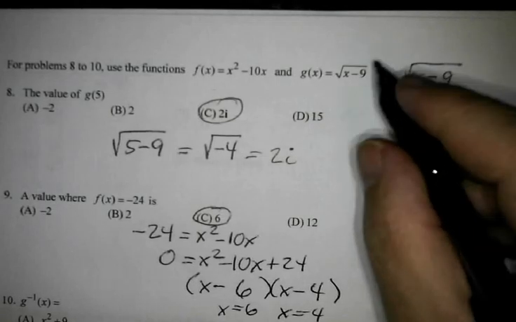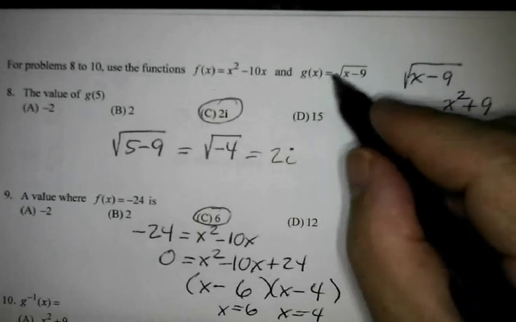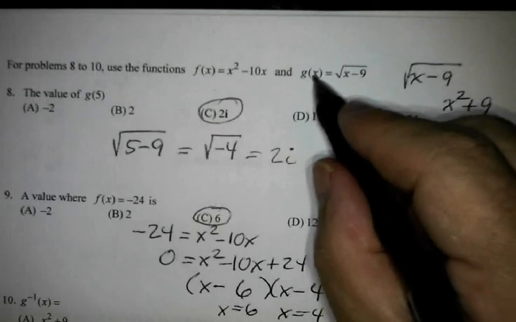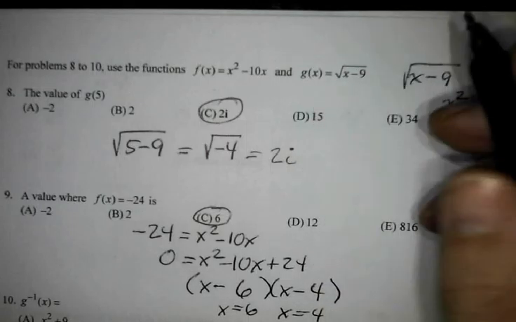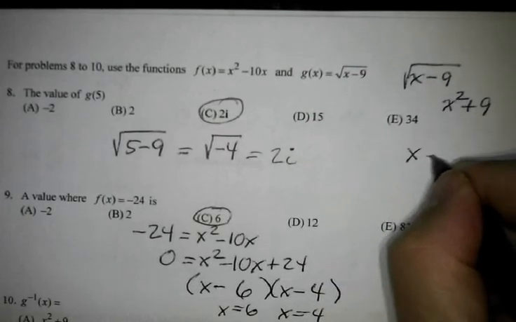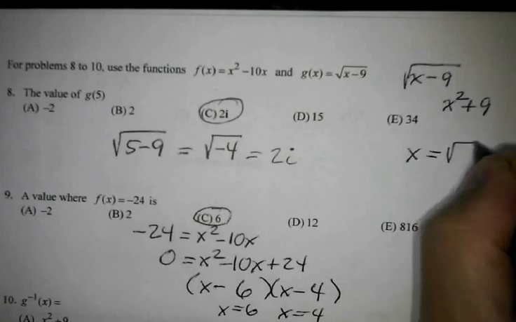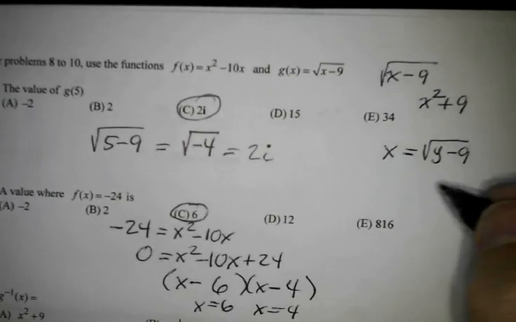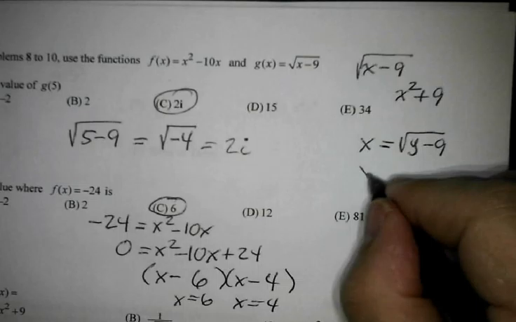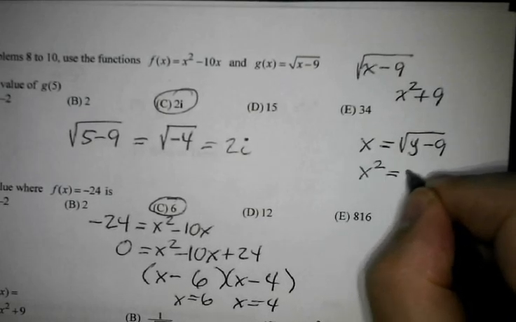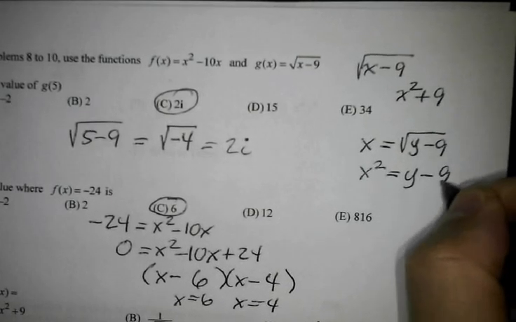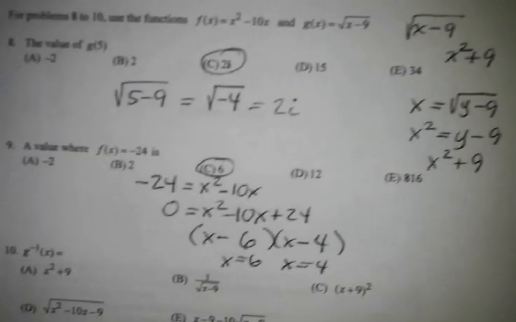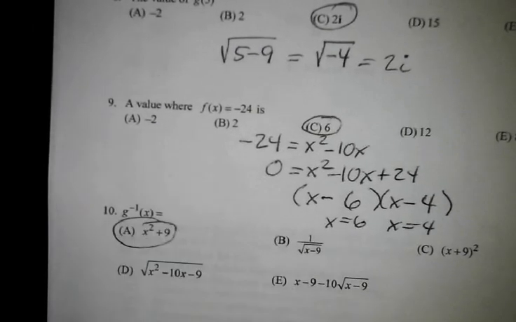If you don't feel comfortable with this, in inverse, we exchange x and y. So what I'm going to do is I'm going to call this one's y, that's x. So I'm going to say x equals the square root of y minus 9. Square both sides, I get x squared equals y minus 9. Add 9, I get x squared plus 9. So my inverse was that one.